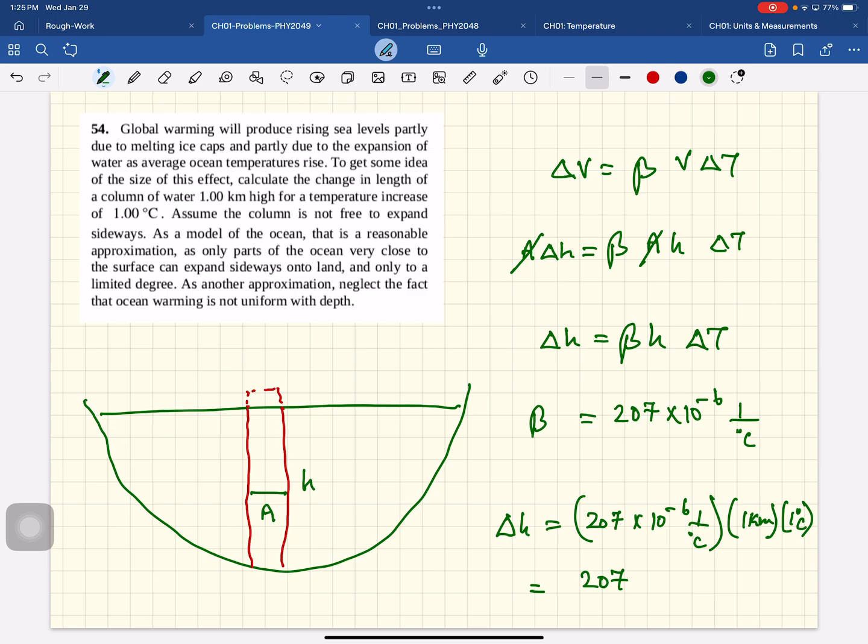207 times 10 to the minus 6 kilometers. Yes, that's the change in temperature, delta T.